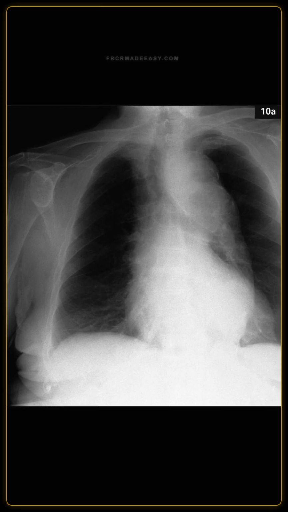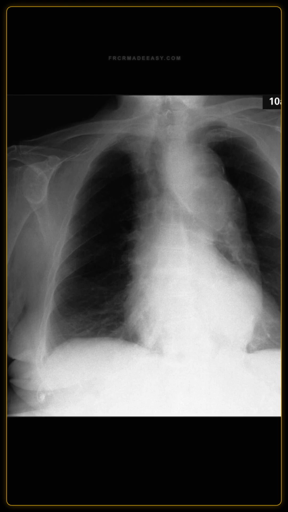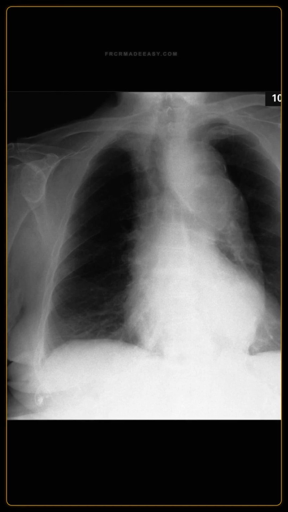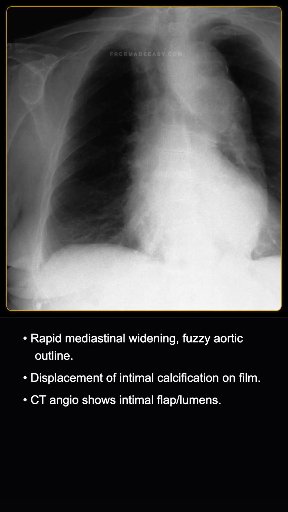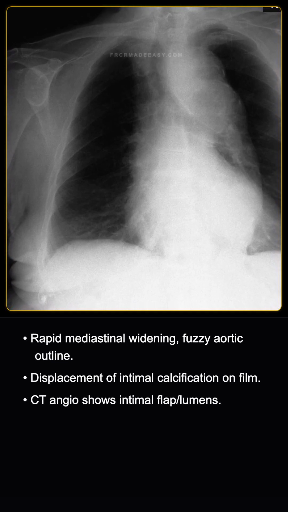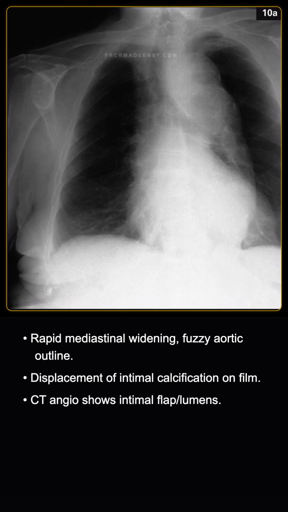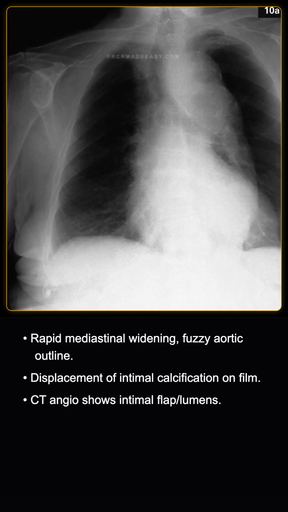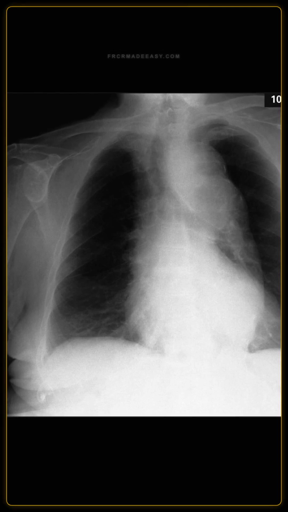In an acute emergency, how do you distinguish a simple aneurysm from an acute aortic dissection on a chest radiograph or CT? In the acute situation, plain film signs of dissection include rapid mediastinal widening, a fuzzy aortic outline, and displacement of intimal calcification. CT angiography can definitively distinguish them by demonstrating an intimal flap separating the true and false lumens in a dissection. How would you manage this patient as a radiologist?